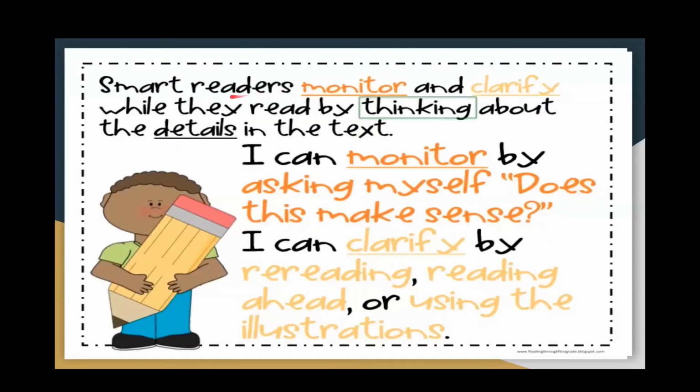Boys and girls, smart readers monitor and clarify while they're reading by thinking about the details in the text. You can monitor by asking yourself, does this make sense? You can clarify by rereading, reading ahead, or using the illustration. All these are strategies for being able to monitor and clarify the text you are reading.